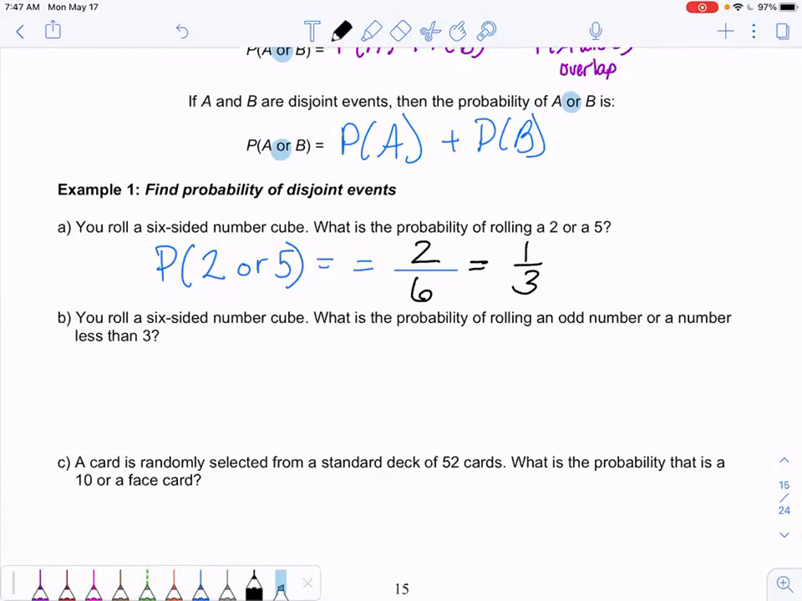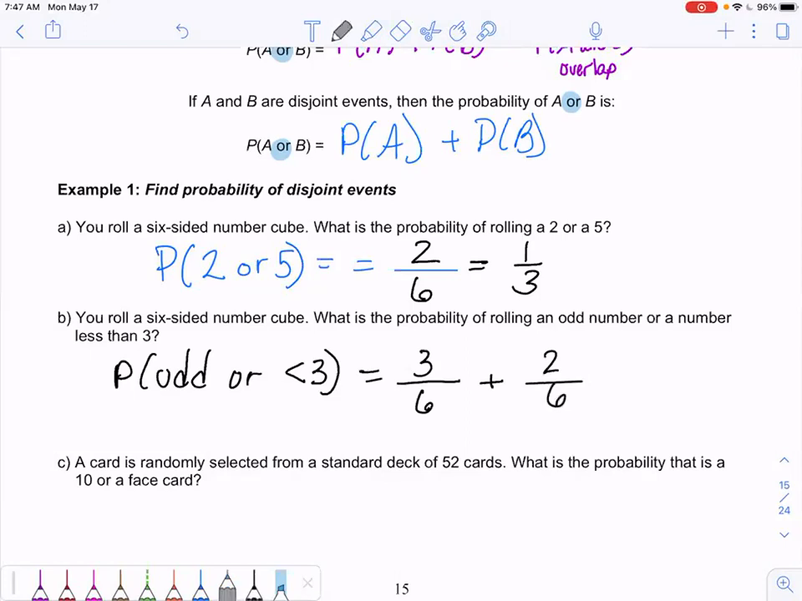The second question, what's the probability of rolling an odd number or a number less than 3? I'm going to use the inequality there. So Jaden, let's talk about odd numbers. How many odd numbers are on a die? How many numbers are less than 3 on a die? Yeah, just 2. You're good.